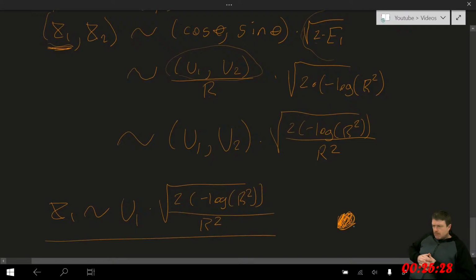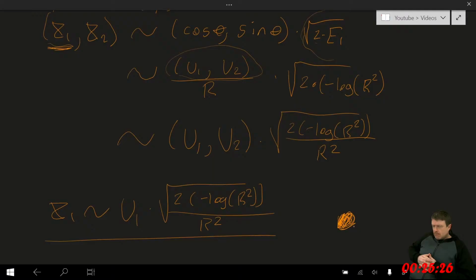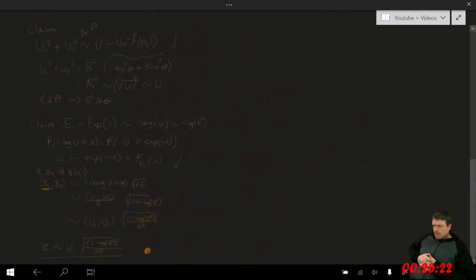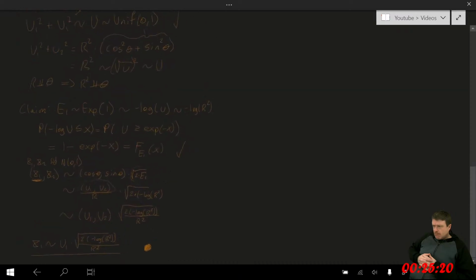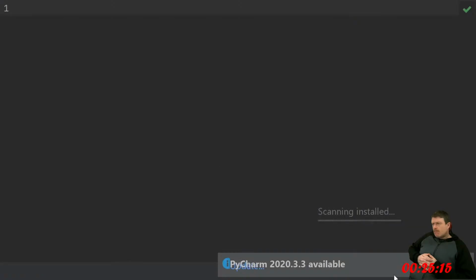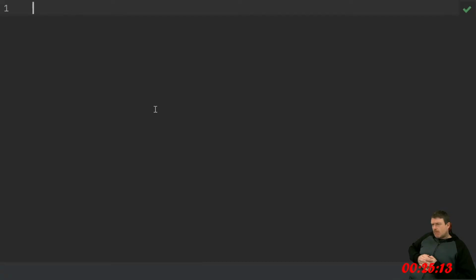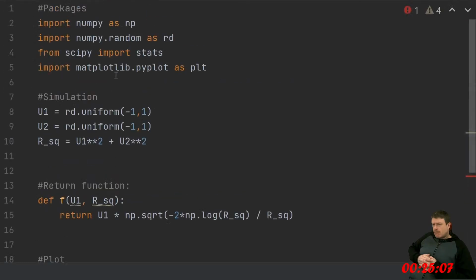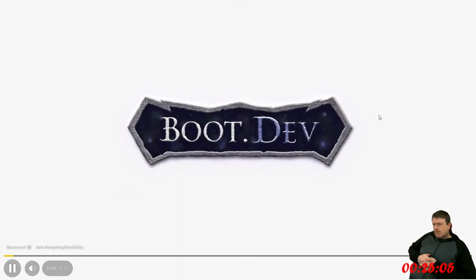Now I'm going to open up my PyCharm, and then I will show you that this actually works in practice, because it can be a bit hard to see why this works using just the theory. Okay, well, this is my PyCharm. Now I will build up my code using Python, so first of all, I import some packages.